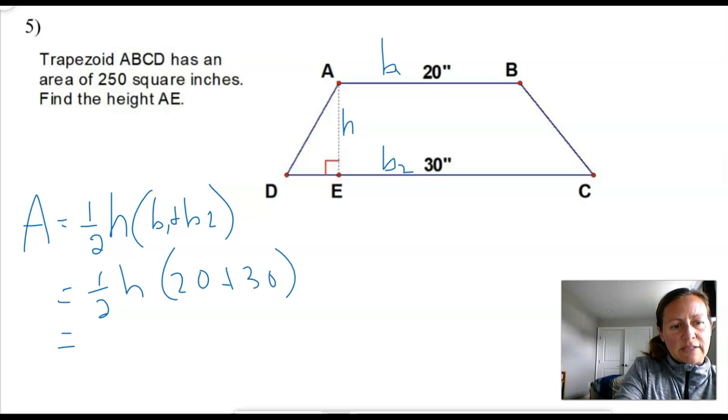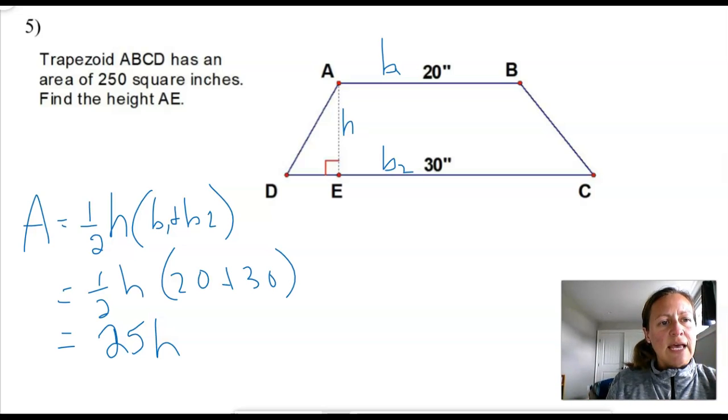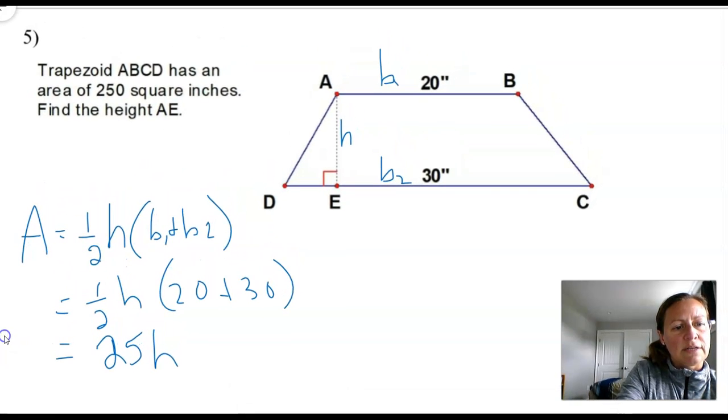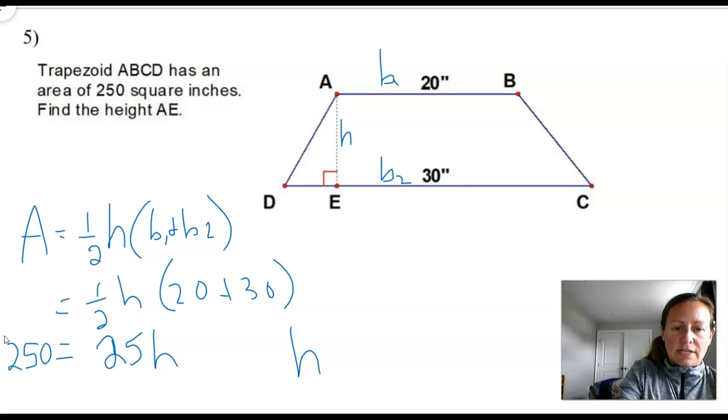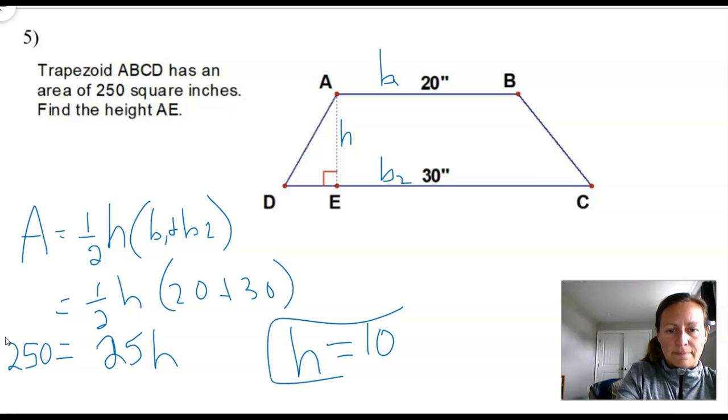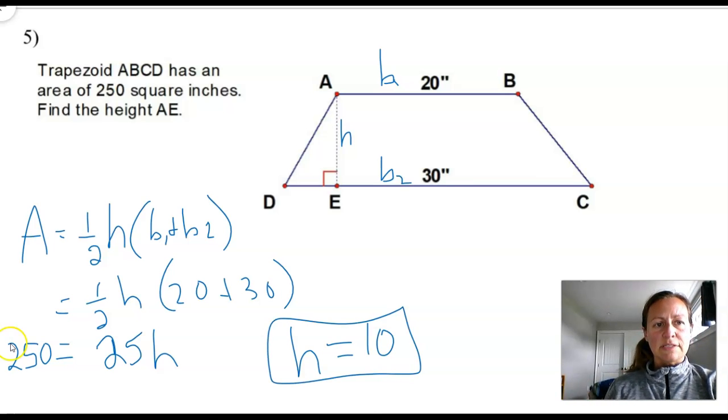All right, let me simplify a little bit. We have 1/2 h times 50, or 25h is how that looks on one side. And we're told the area is 250 square inches, so I can put that over here where A in the formula is. So to find the height, we just have to isolate h, which is simply dividing both sides by 25, and therefore h ends up equaling 10. So the height of this trapezoid is 10 inches.